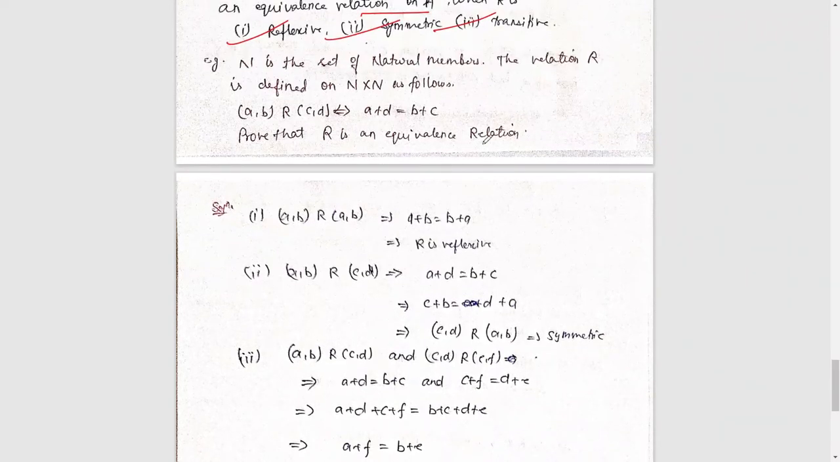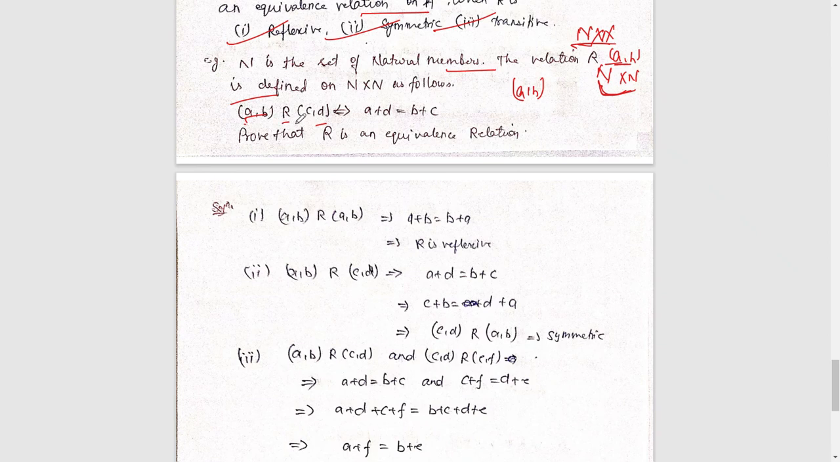The other example is, let's say N is the set of natural numbers, and a relation R is defined on N cross N as follows. So we are defining some relation R. You have to keep in mind that we are not defining the relation on N, but instead on N cross N. So an element will be something like (a, b), a paired element, an ordered pair or Cartesian product.